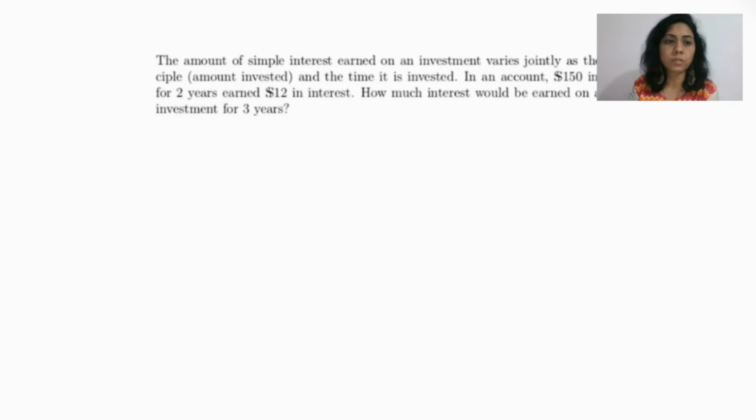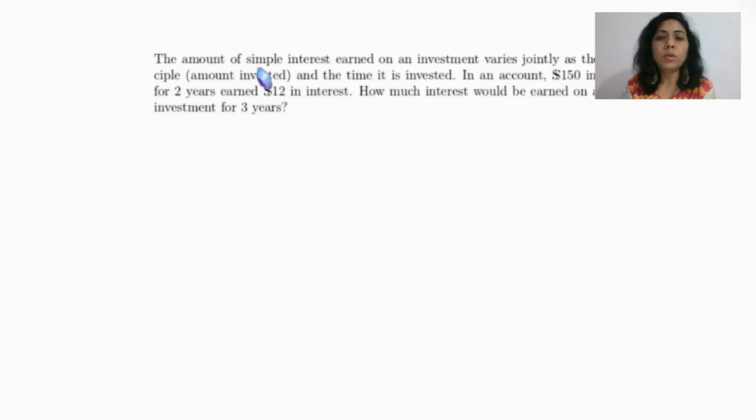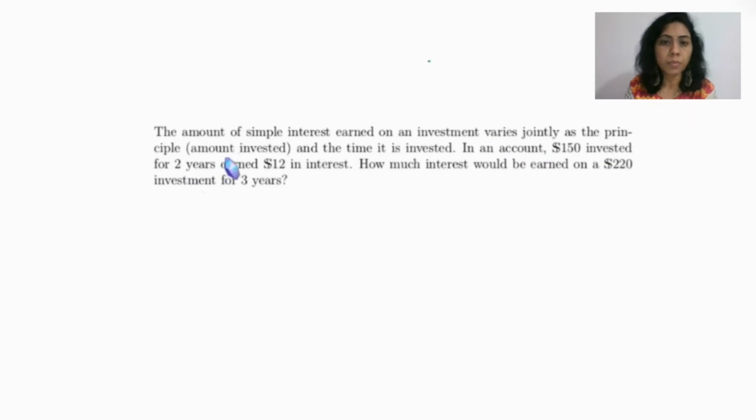Okay, this is another question. The amount of simple interest earned on an investment varies jointly as the principal amount invested and the time it is invested. In an account, $150 invested for 2 years earned $12 in interest. How much interest would be earned on $220 invested for 3 years?